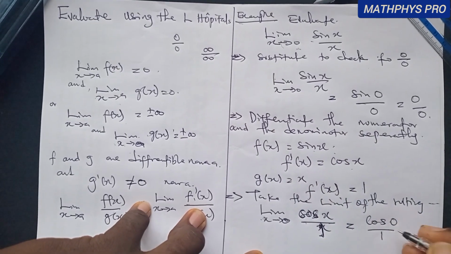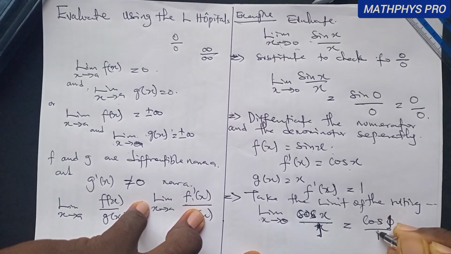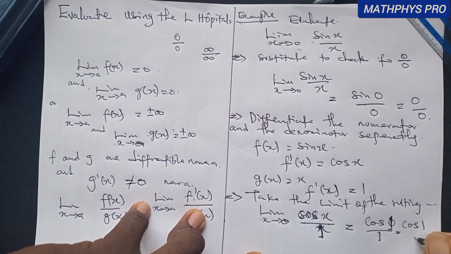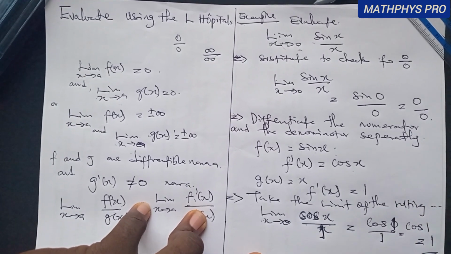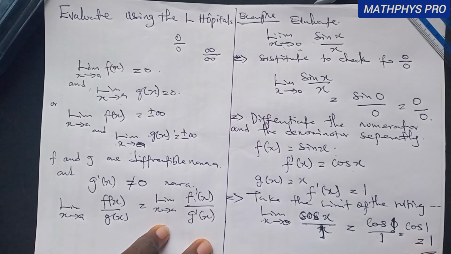So we have cos 1 over 1. So this is equal to what? Cos 1. And cos 1 is equal to what? 1. So this is our answer. Our answer is what? Cos of 0 is 1.